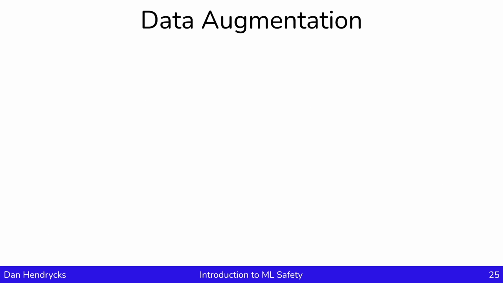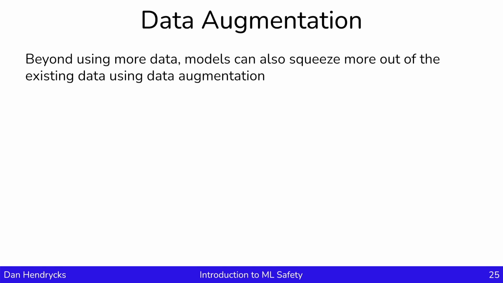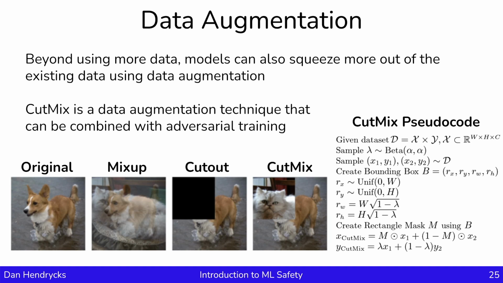Data augmentation also can help improve adversarial robustness. So beyond using more data, we could also have models squeeze more out of their existing data using data augmentation. An example data augmentation technique that works with adversarial training is CutMix. Here's the pseudocode of CutMix, and here's an example of CutMix juxtaposed with other data augmentation techniques such as mixup and cutout. The basic idea behind CutMix is to take a portion of an image and replace that portion with a different image.